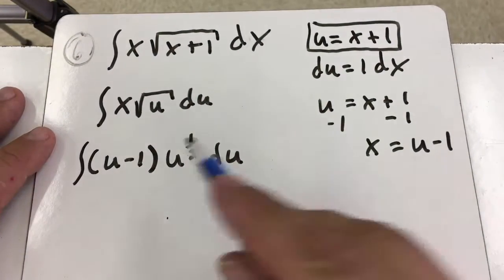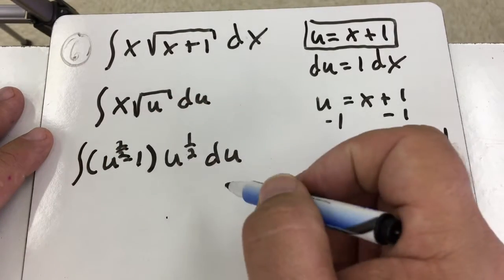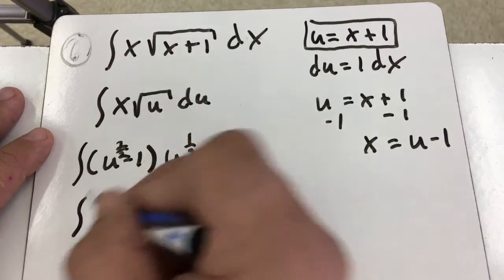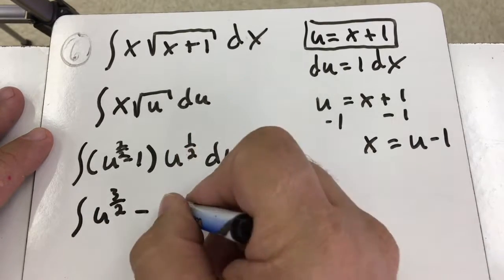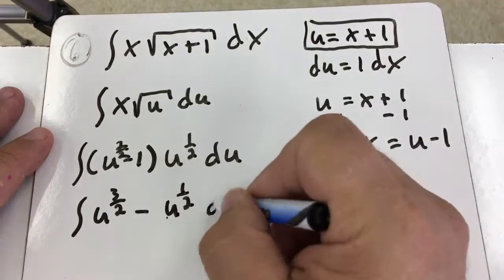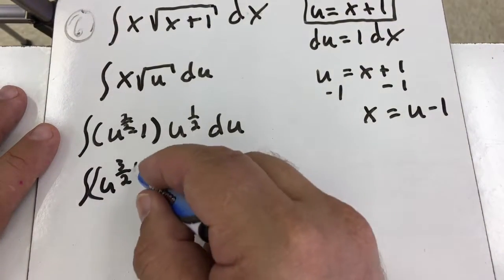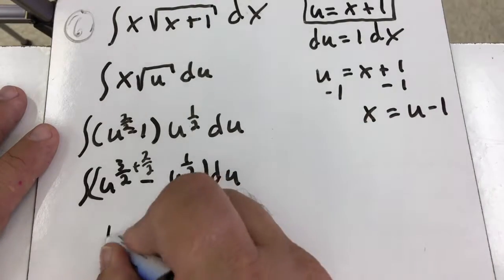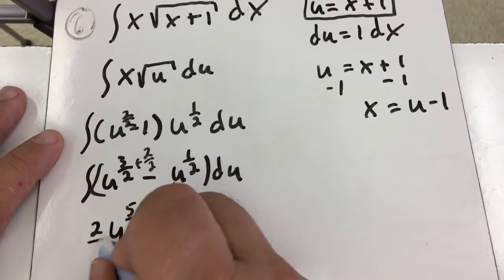And now what I'd like to do is distribute that. And u to the 1/2 times u to the 1st, I add exponents when I multiply. So this is going to give me u to the 3/2 minus, well, u to the 1/2 times 1 is u to the 1/2 du. And now I'm going to take the antiderivative. Adding 1 to this, that's going to give me u to the 5/2. And then I divide it by 5/2, which is the same as multiplying by 2/5.